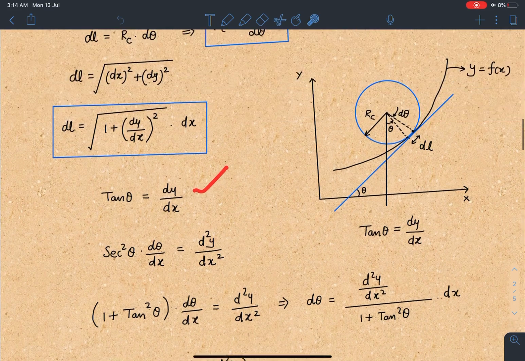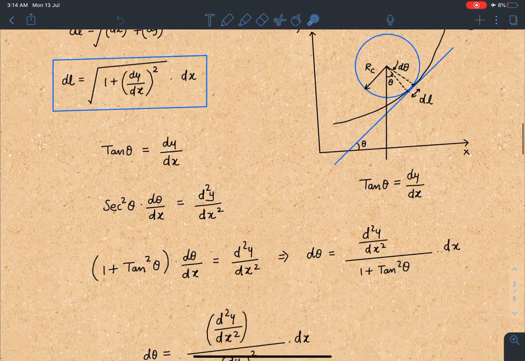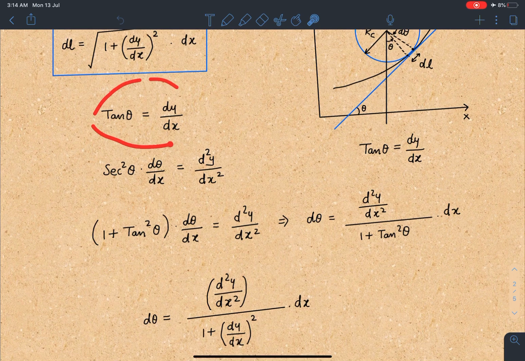What do I need? I need d theta in the equation. So I'm going to differentiate this relation with respect to x. So we get sec square theta times d theta by dx. Now here this will become d2y by dx square. I can write sec square theta as 1 plus tan square theta, times d theta by dx, and that is equal to d2y by dx square.